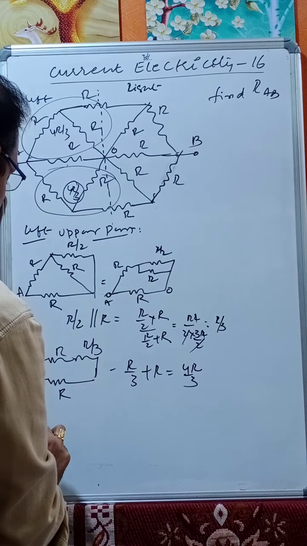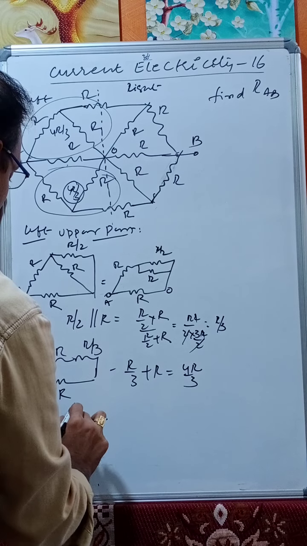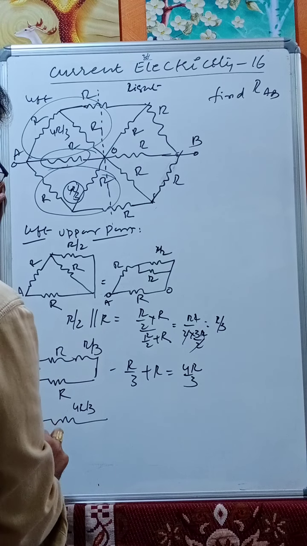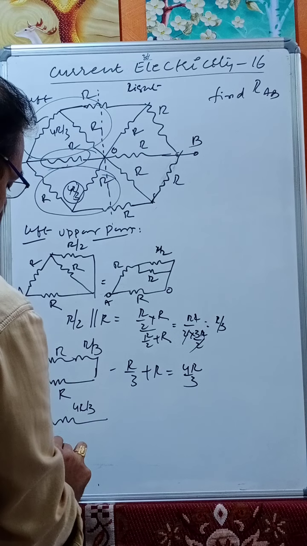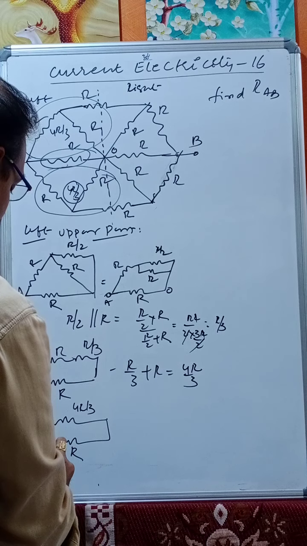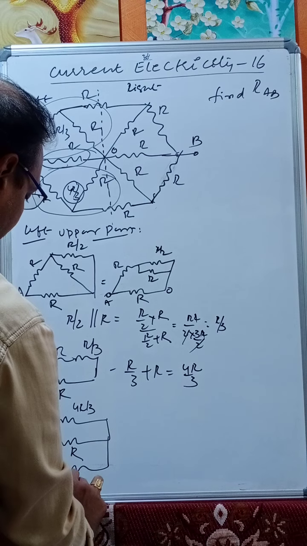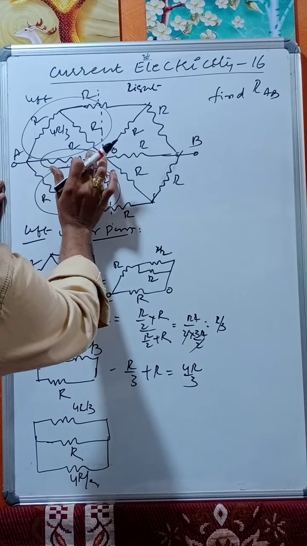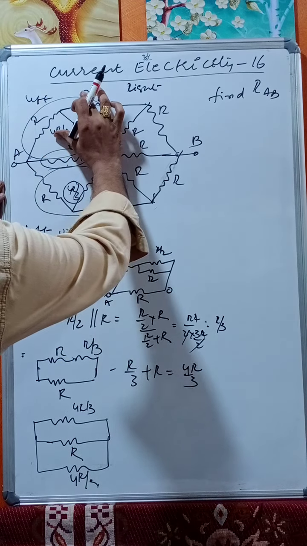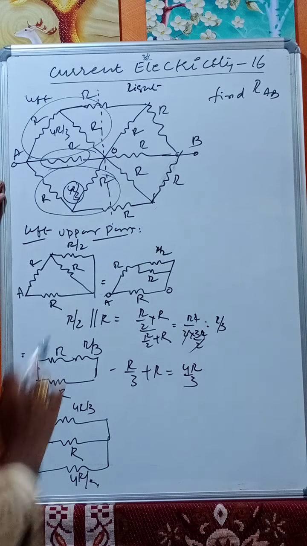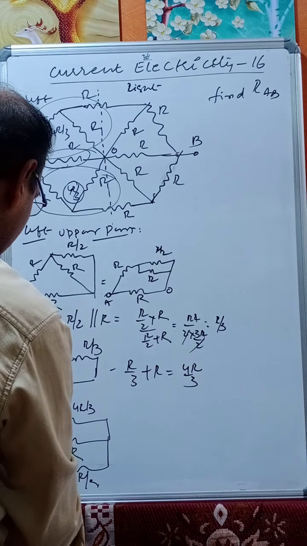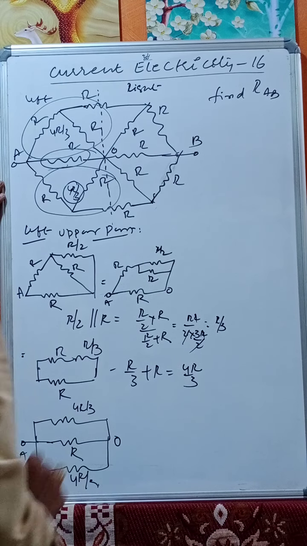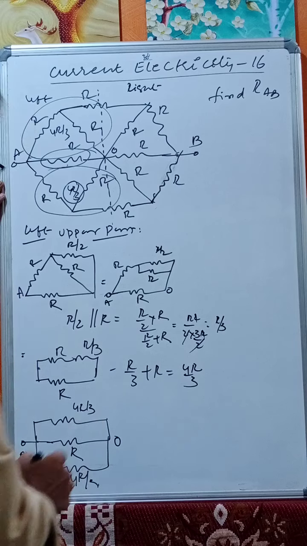The circuit becomes 4R by 3 in the upper part, this R is there, and again the lower part is 4R by 3. We should not be confused with this R. So this is point A and this is point O. Now these three are in parallel: 4R by 3, R, and 4R by 3.